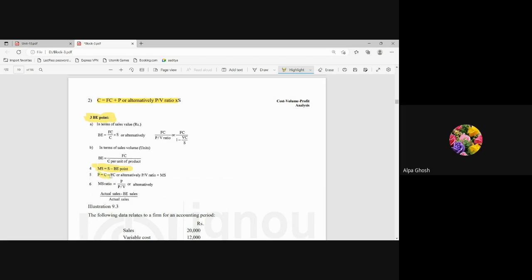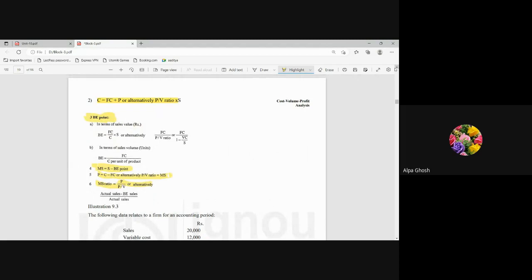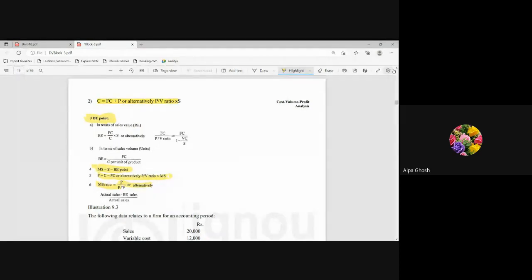Next, it is profit. Profit is contribution minus FC, or PV ratio into MS. Margin of safety ratio is profit divided by profit volume ratio, or actual sales minus break-even sales divided by actual sales. So this is all the formula. Just go through them because I will be scrolling down to the question.